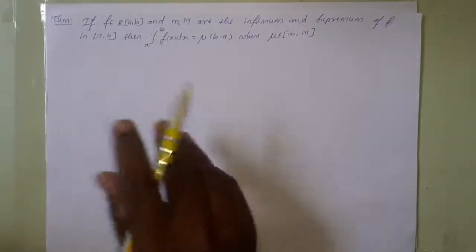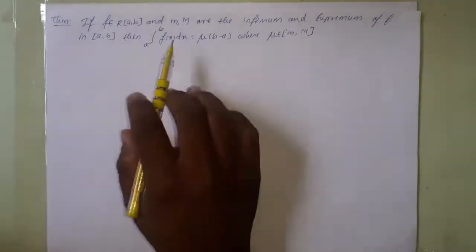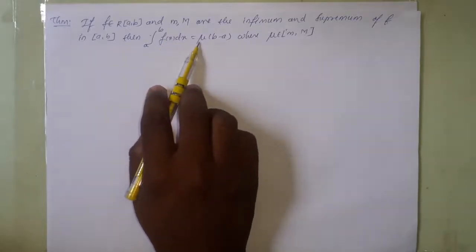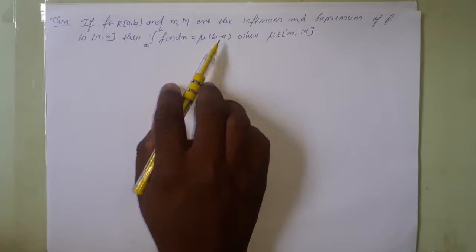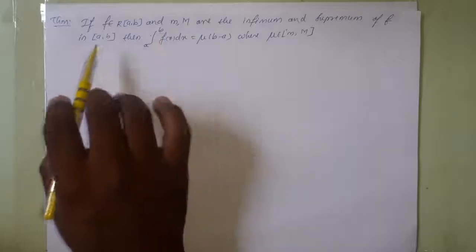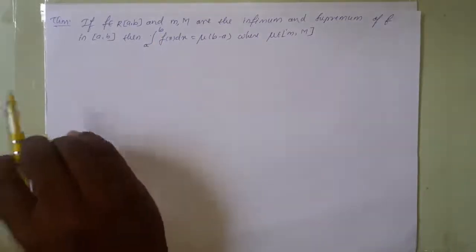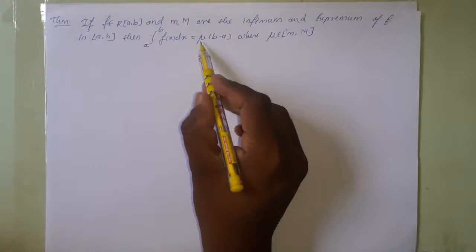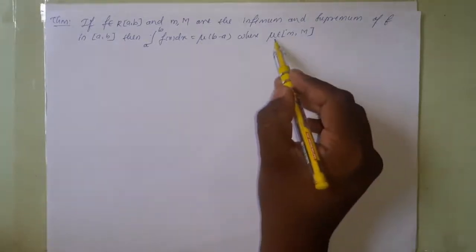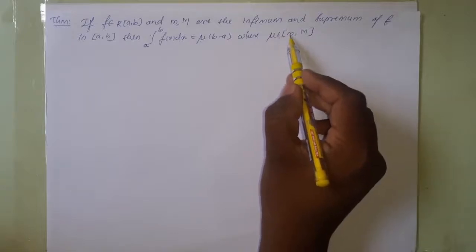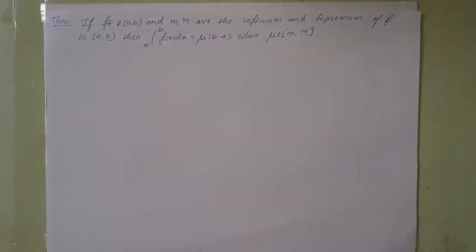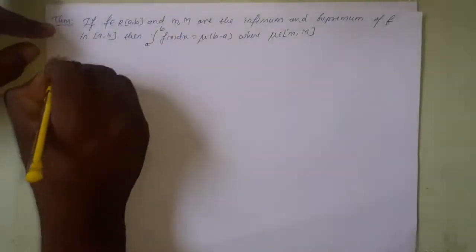So this much is given and we need to show that the Riemann integral of the function f is equal to mu times the width of the interval. The given interval is [a, b], so its width is b minus a. So the integral is equal to mu times (b minus a), where mu is a number in the interval from infimum to supremum. Let us prove this.